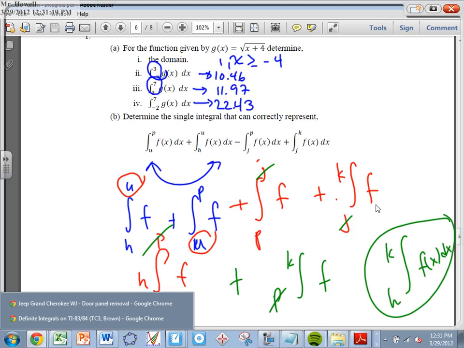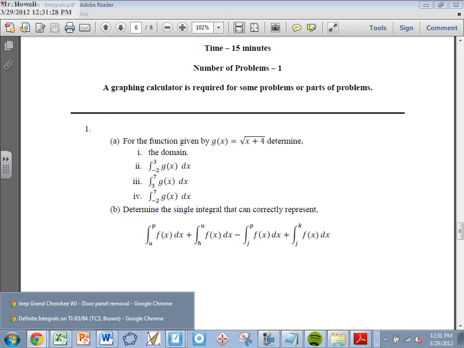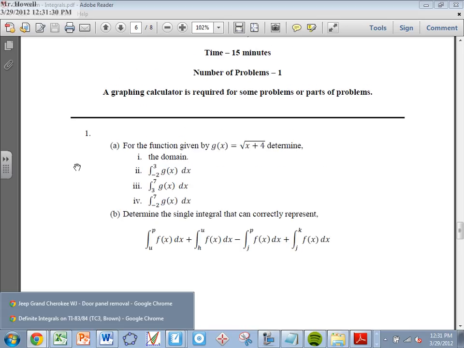All right, let's look at the next problem. Oh, by the way, guys, did you notice how long that took me to really do? Three, four, five minutes. So this is why, this problem, I made it up. It would not be a real AP problem because it was too short.